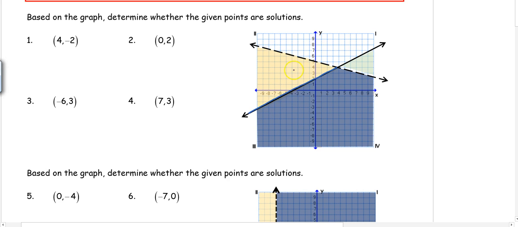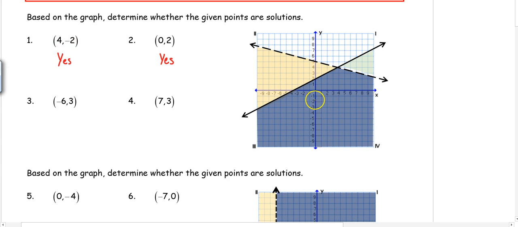So we need to know if the point's in the feasible region or along the solid line. So the first point we have is 4, -2. So I'm going to go to 4, -2. This point is in the feasible region. So we would say, yes, it's a solution. When we go to the next point, 0, 2. So 0, and go up 2 to the y-axis. This is on a solid line, and it's bordering my feasible region. So this is also a solution.